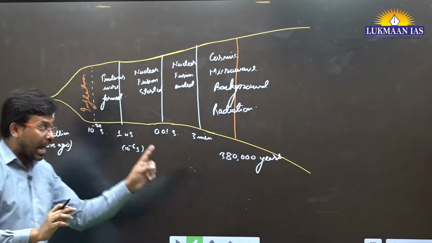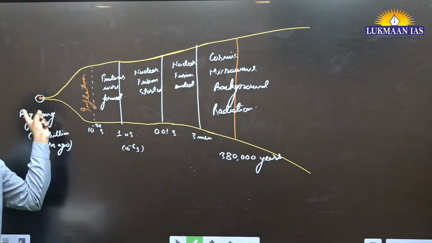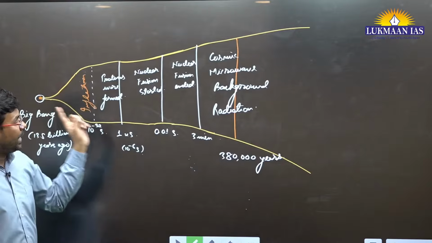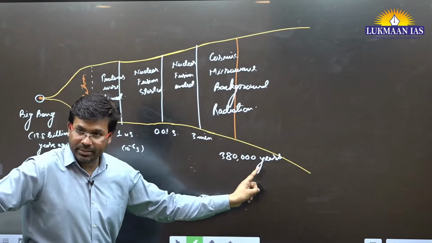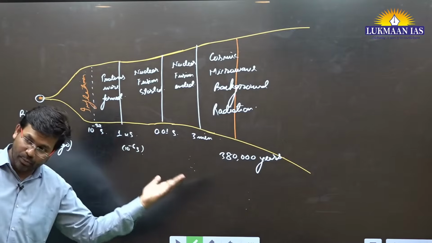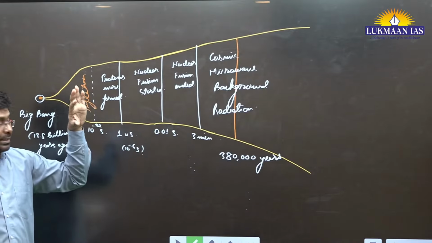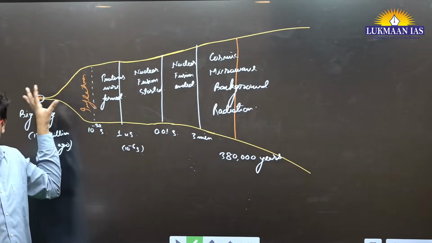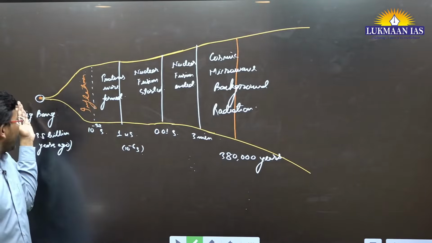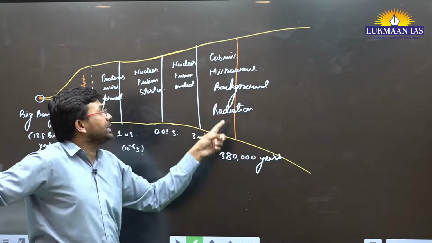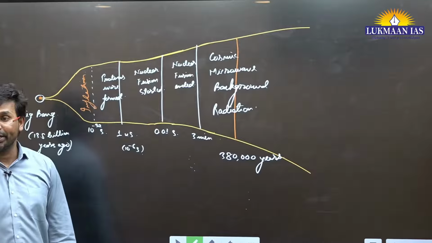3,80,000 years after the Big Bang. So when the Big Bang happened, after that, at this point of time, these things happened 3,80,000 years after the Big Bang. It is not 3,80,000 years from now, because let's say 13.8 billion years ago the Big Bang happened. So after the Big Bang, 3,80,000 years later, what happened? Cosmic microwave background radiation appeared.